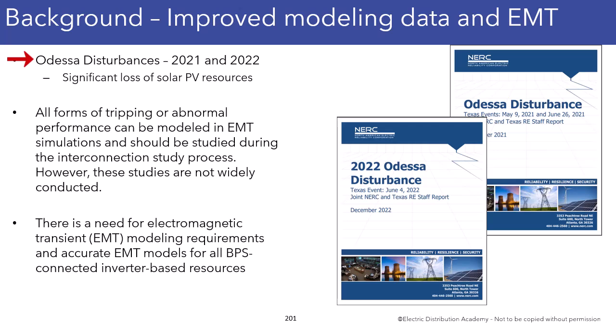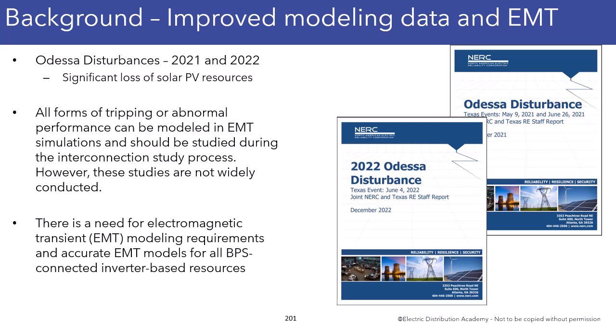In 2021, the solar PV plants in the Odessa area reduced their power output due to inverter level or feeder level tripping or control system behavior after a fault had occurred in the area. But the solar PV plants didn't reduce their power due to the fault. They reduced it subsequent to the fault, which is not an ideal situation. Then in June 2022, a similar event occurred in which about 1,700 megawatts of inverter-based resources from many different facilities also unexpectedly reduced their power output due to protection and controls at the site.